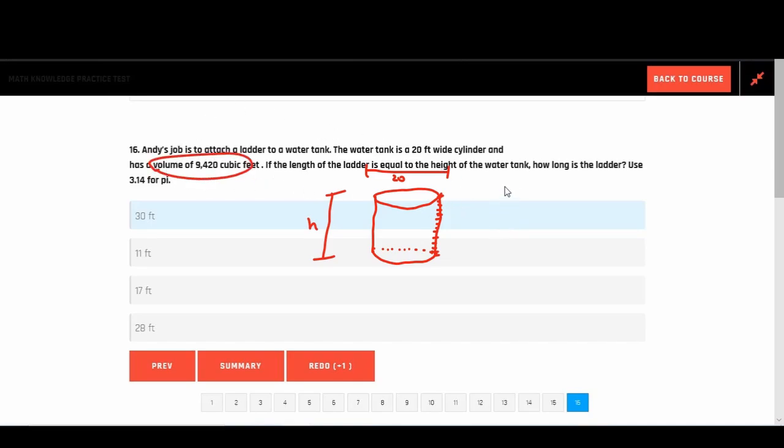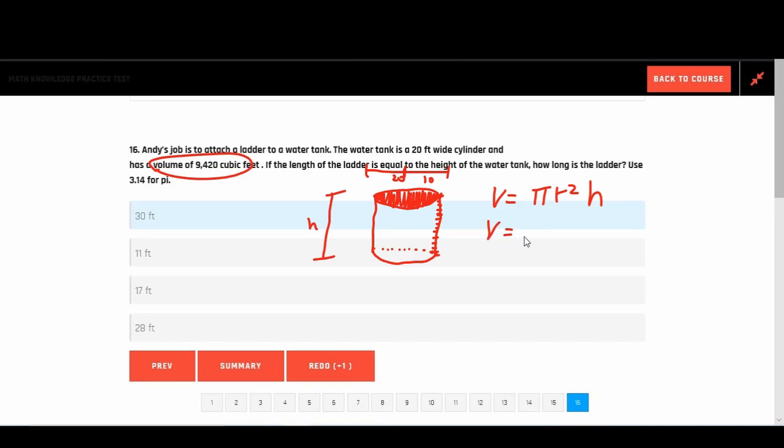So to do this problem, we know we're dealing with volume of a right cylinder, which is this formula: volume equals pi r squared times height. Of course, pi r squared is the formula to find the area of a circle. So we just take the area of the circle and multiply it by its height. Again, we were given the diameter. We need the radius. The radius is always half the diameter. So if that's 20, the radius is 10.